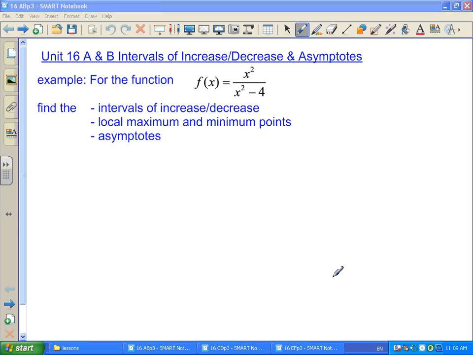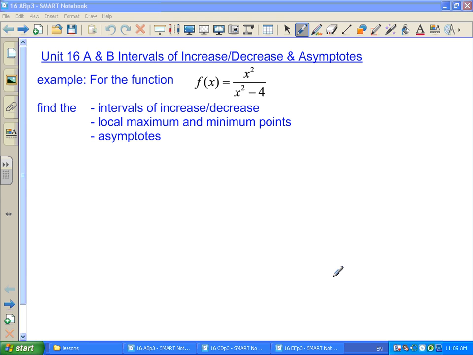Okay, this is our first lesson on Unit 16. Unit 16 is all about being able to sketch, given a function, an accurate picture or graph of the function. So in boxes A and B here, we're going to look at intervals of increase and decrease, and we're going to recap how you find horizontal and vertical asymptotes.